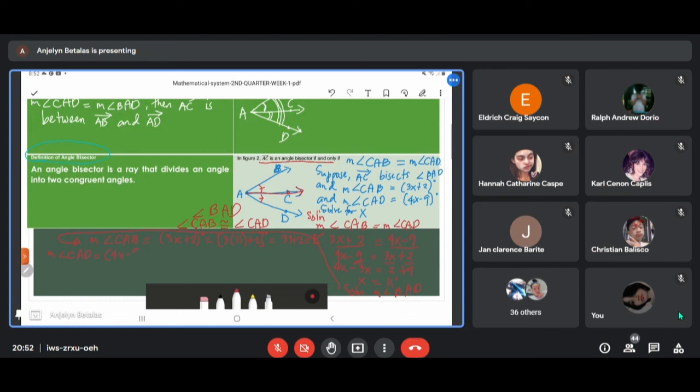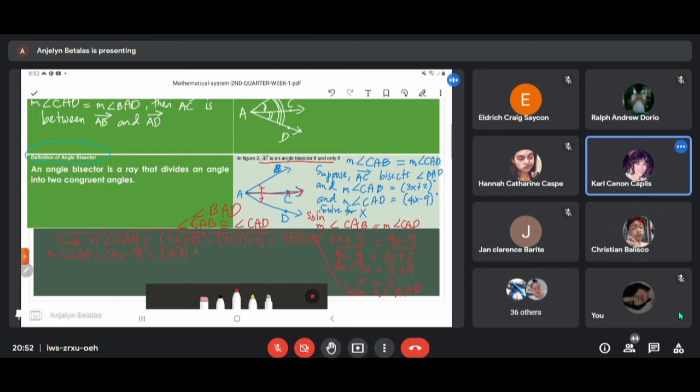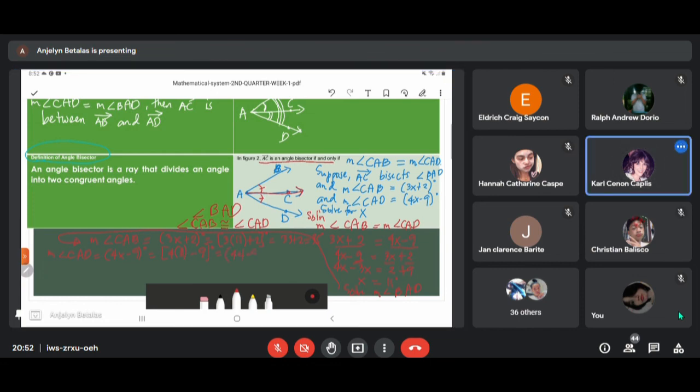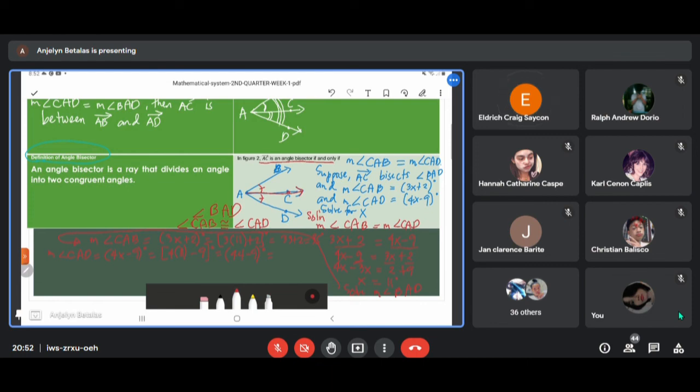Another one, the measure of angle CAD: 4x minus 9. 4 times 11 is 44, minus 9 is 35. The measure of angle CAB plus the measure of angle CAD is equal to the measure of angle BAD. So 35 plus 35 is equal to 70 degrees. Therefore, the measure of angle BAD is 70 degrees.